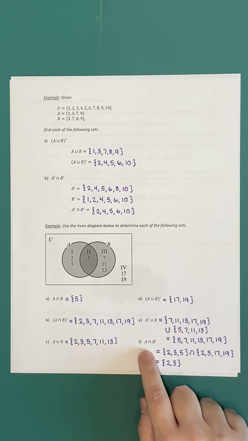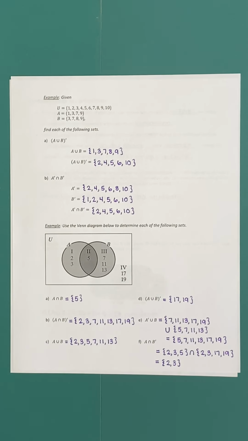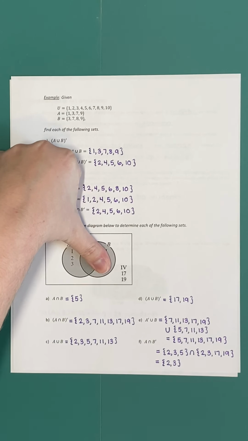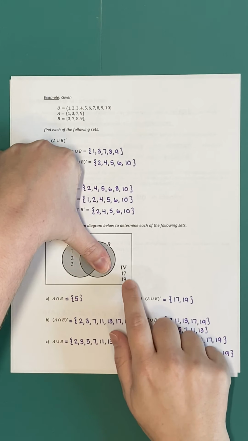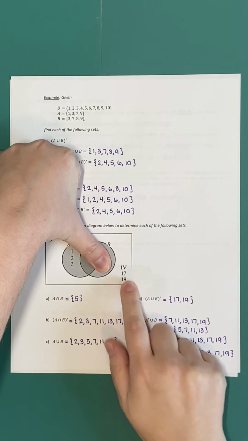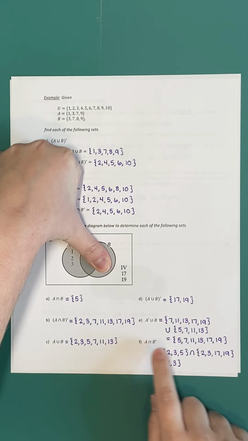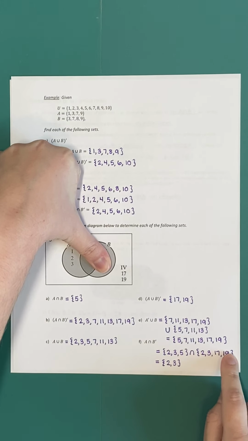What about A intersected with B prime, B complement? Now again, we need to go step by step, start with the complement. So B complement says, take the set B, remove it from the diagram. So remove the set B from the diagram, see what's left. We've got our 2, our 3, and then we have a 17, we have a 19. So that is going to be B complement, 2, 3, 17, 19.